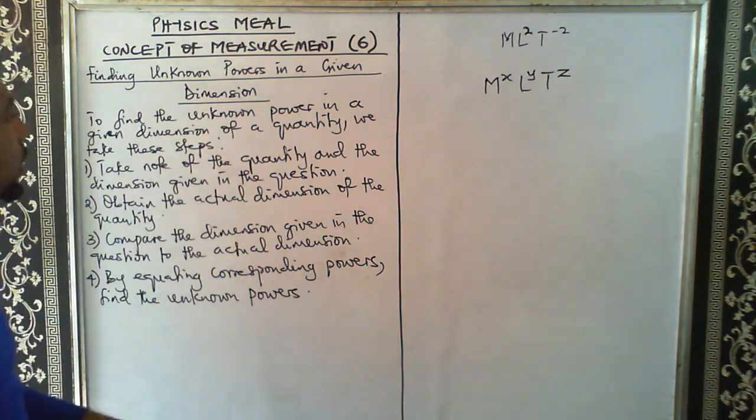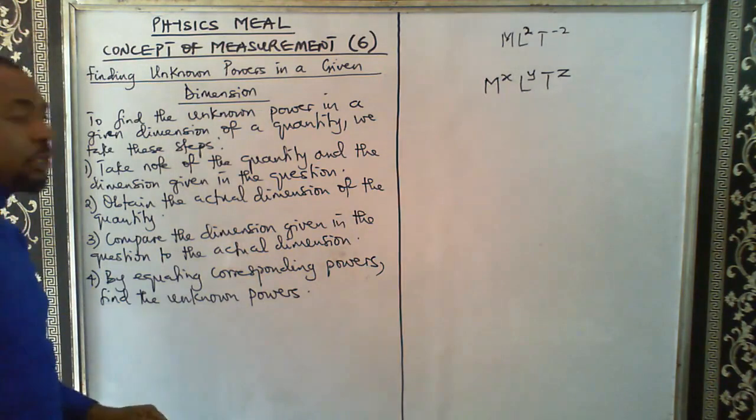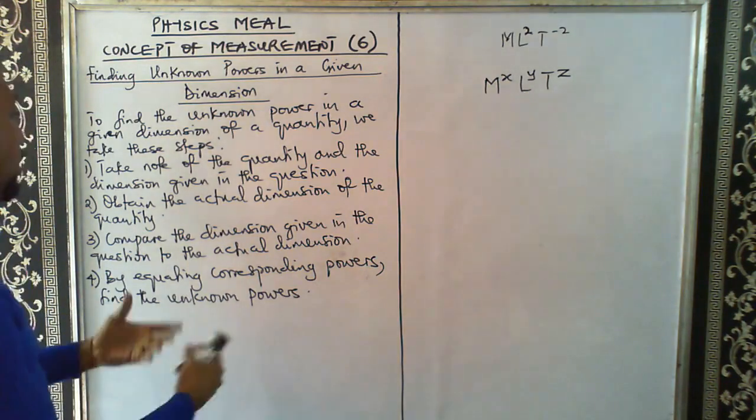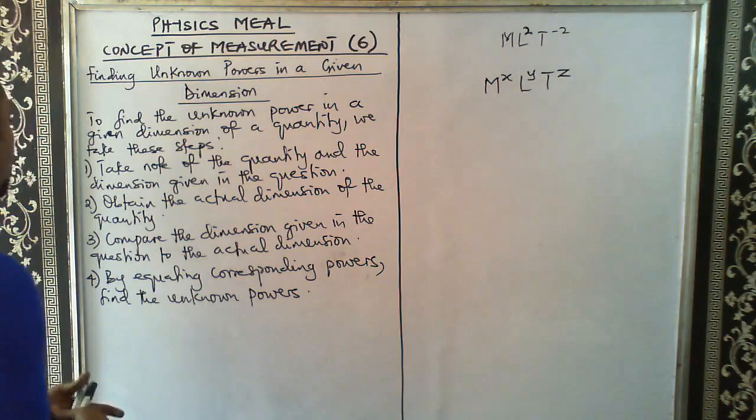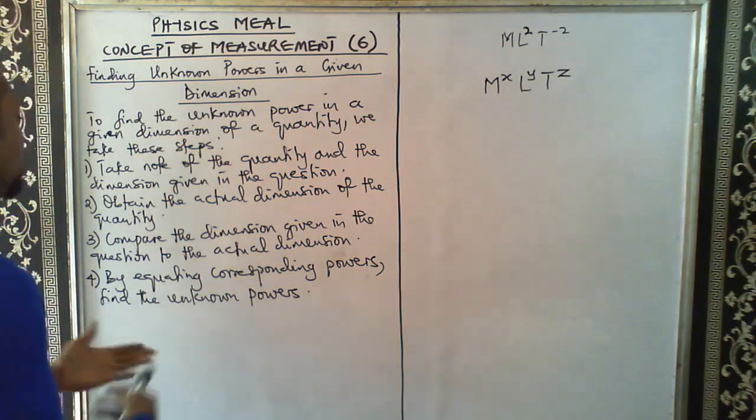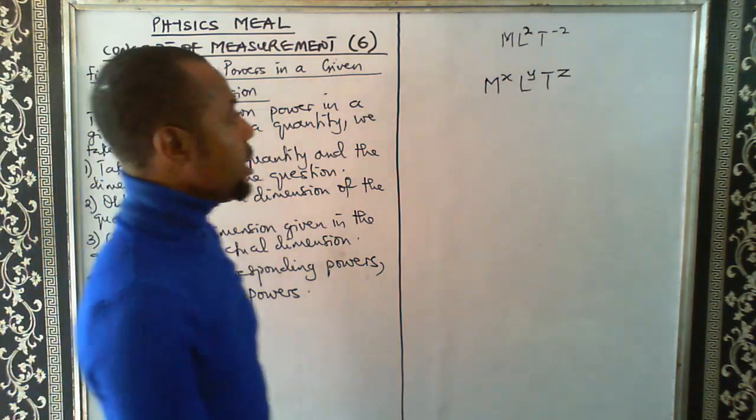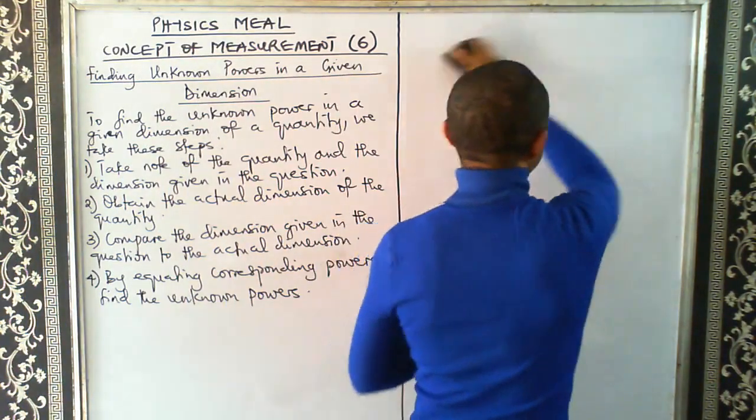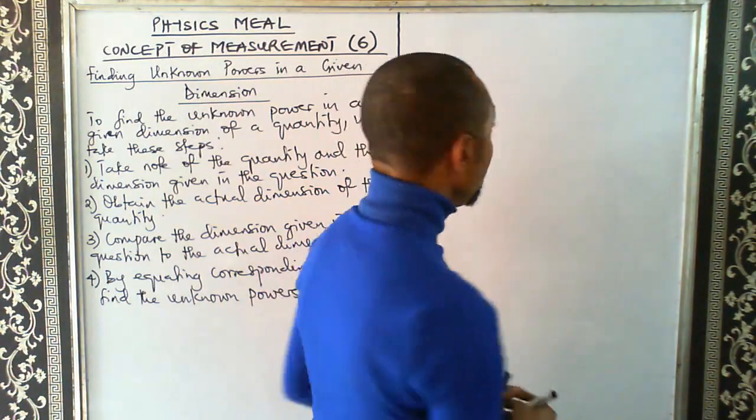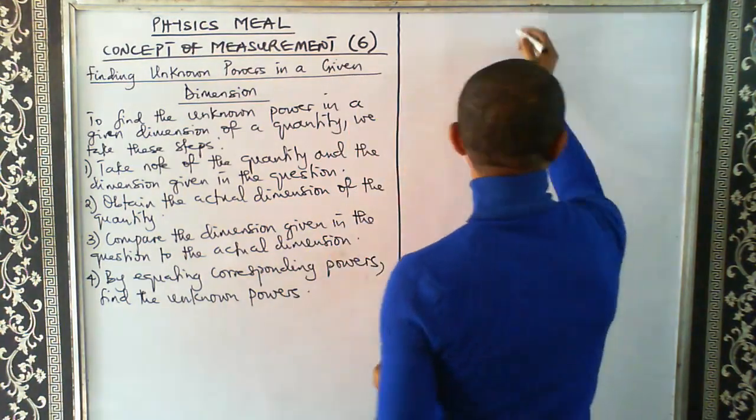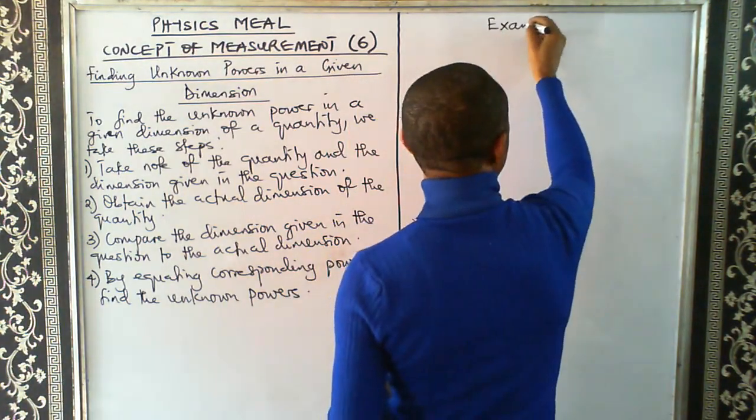So just 4 simple steps. Take note of the quantity and the dimension given in the question. Then we obtain the actual dimension of the quantity. Compare the dimension given in the question to the actual dimension. Then by equating corresponding powers, find the unknown powers. We can only understand these steps by taking an example. So when we take an example now, we'll be able to understand it. So let's take an example.